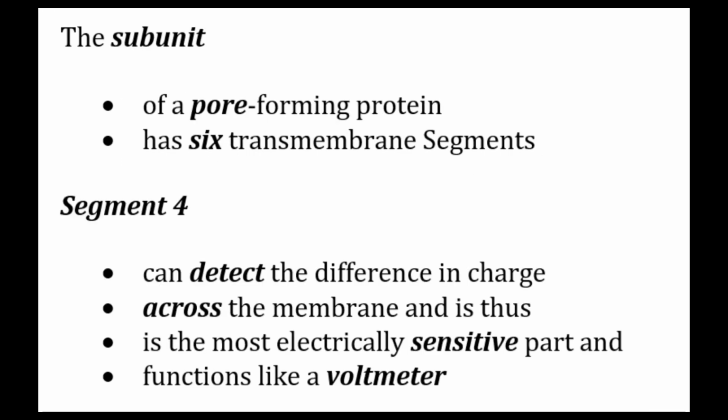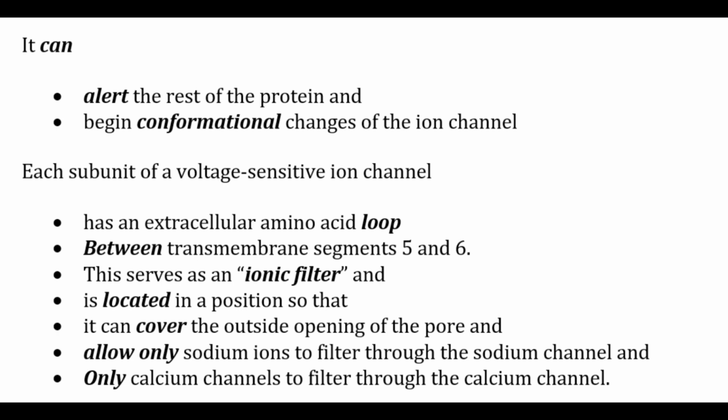The subunit of a pore forming protein has 6 transmembrane segments. Of these, segment 4 can detect the difference in charge across the membrane and is thus the most electrically sensitive part and functions like a voltmeter. It can thus alert the rest of the protein and begin conformational changes of the ion channel.